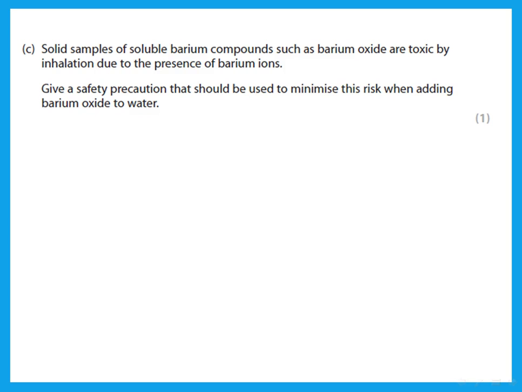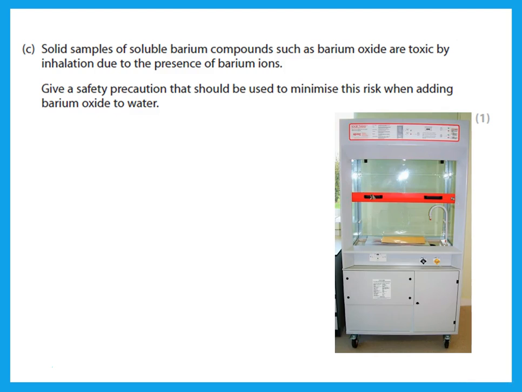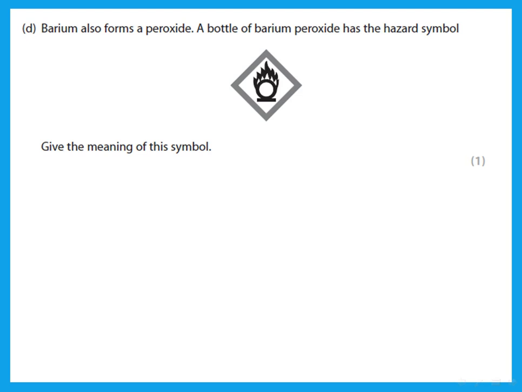Then he says solid samples of soluble barium compounds such as barium oxide are toxic by inhalation, so I shouldn't breathe them. Give a safety precaution that should be used to minimize this risk. Remember, we said if we're talking about something that is toxic and should not be breathed in, then we use what we call a fume cupboard. So we say do the experiment in a fume cupboard.